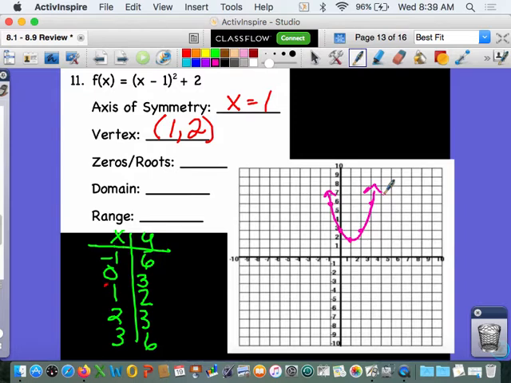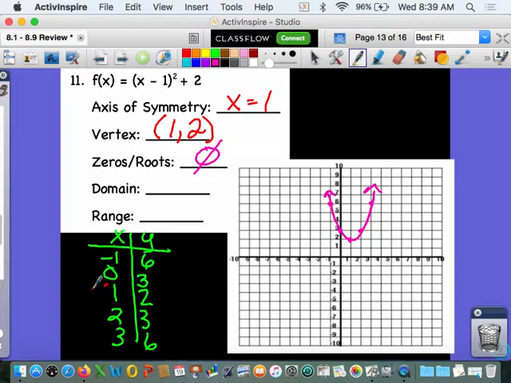Roots or zeros? What are my roots or zeros? I don't have any. How do you know I don't have any? It doesn't cross the x-axis. Don't just put 0. Put 0 with a line through it, which means no solution. Or I would even take none.